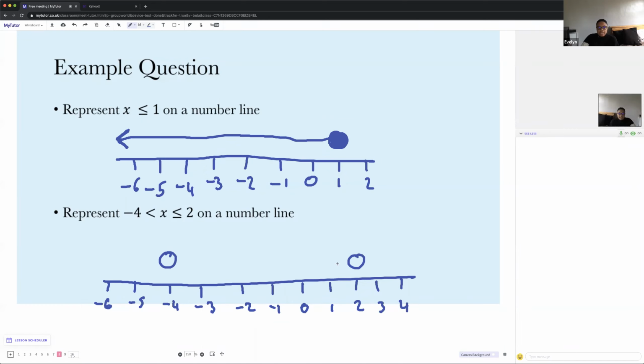Next thing, x is larger than -4, but it's not larger than or equal to, and x is smaller than or equal to 2. So what should my circle above -4 be? Should it be colored in or hollow? What should my circle above 2 be? Should it be colored in or hollow? So everyone's saying hollow for the first one. What do you think for the one above 2?